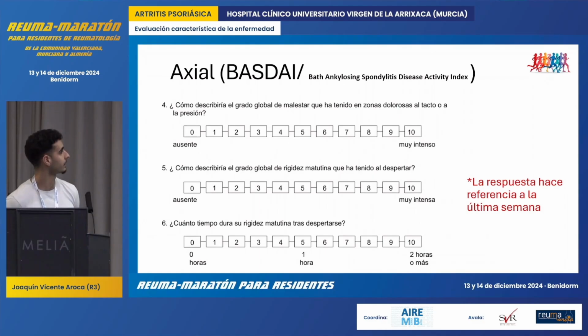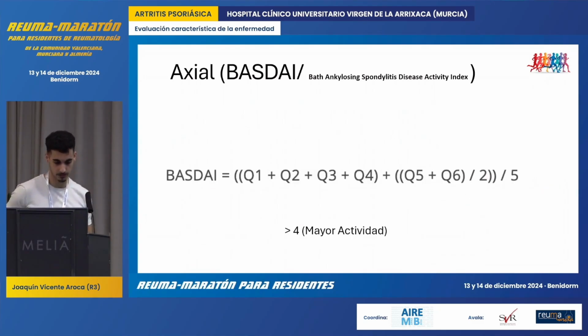The fourth question refers to the overall level of discomfort. And then the last 2 questions address stiffness. The first one is about the overall level of morning stiffness. And the second, which is the 6th, is about how long the morning stiffness lasts. How do we calculate this index? Well, we add up the scores from 0 to 10 for the first 4 questions, as we mentioned, and then we take the average of the 2 stiffness questions, which are the 5th and 6th. All of that gives us a value. We divide it by 5, and overall it gives us an average from 0 to 10, where a score above 4 is considered to indicate significant activity.